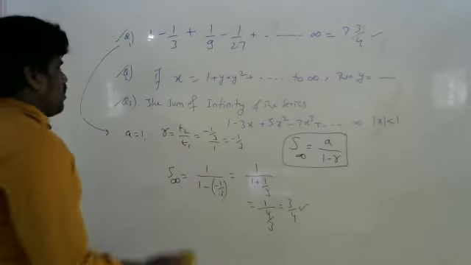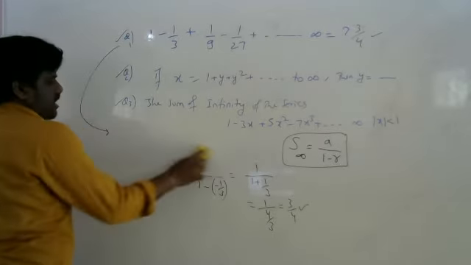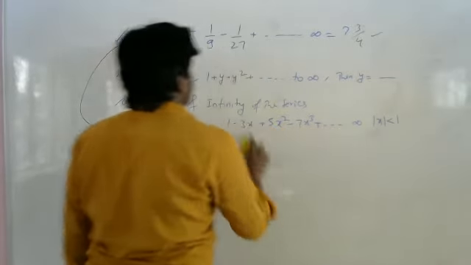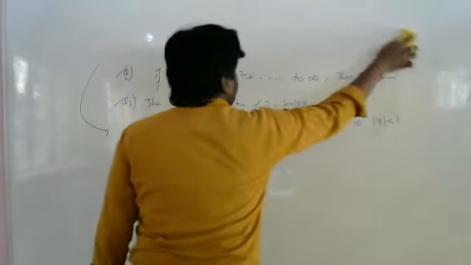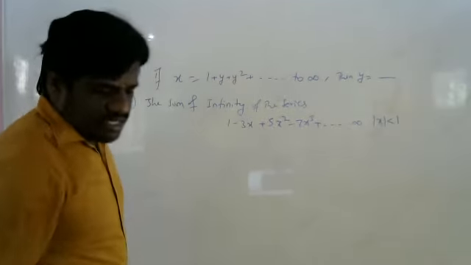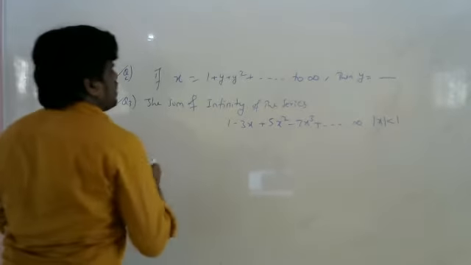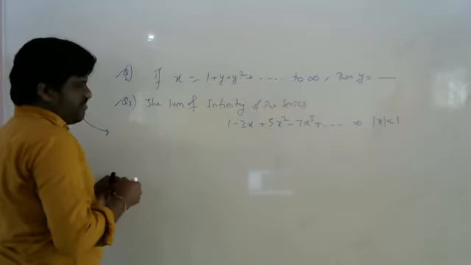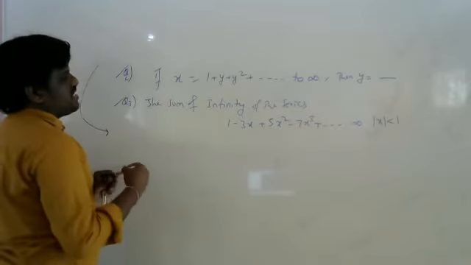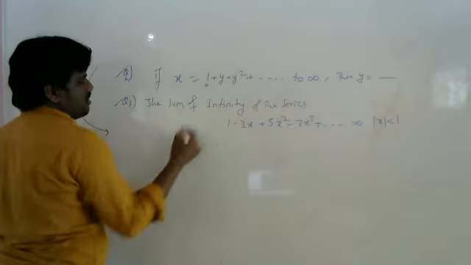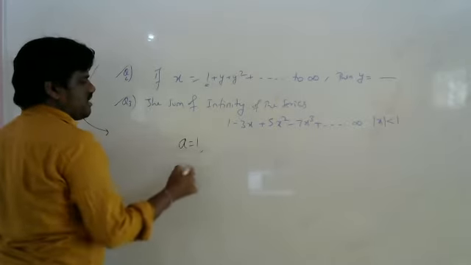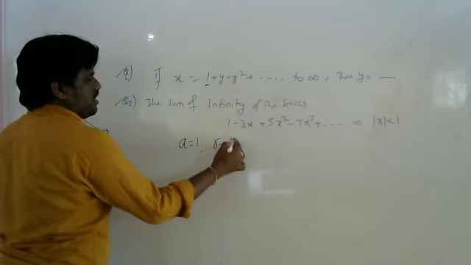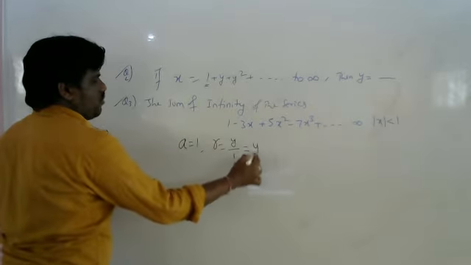Yeah. Now let us go for the second one. The second question: X is equal to 1 plus y plus y square plus so on to infinity. So what is the first term in this? A is equal to 1 is the first term. What is the common ratio? T2 by T1, that is y by 1, which is equal to y.